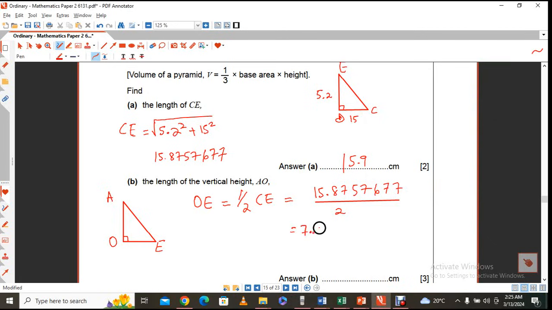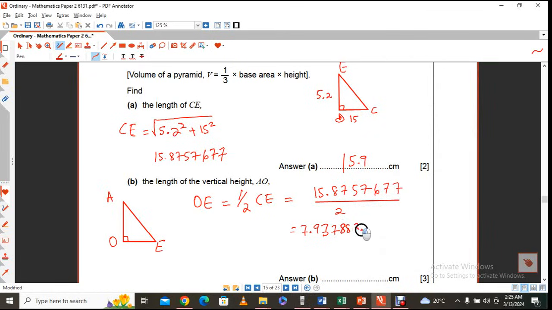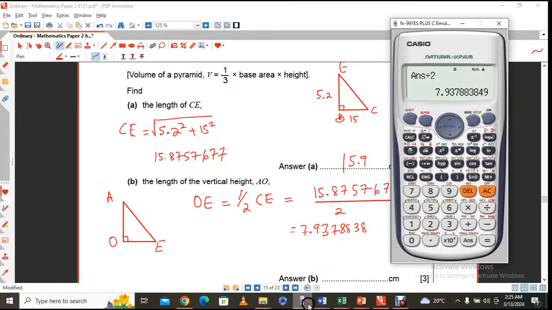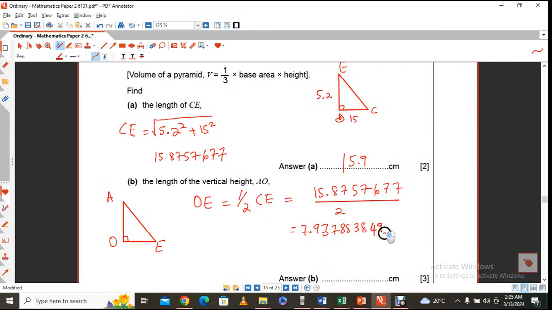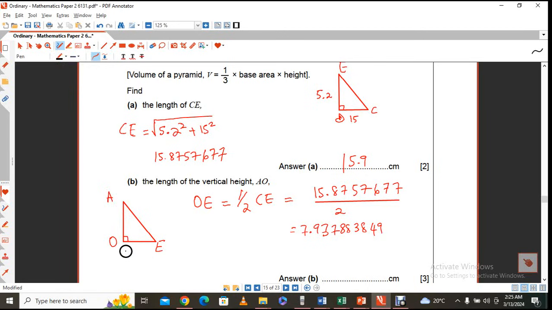It's 7.937, and I want to write down everything so that my answer is more or less correct. So I know what this answer is here. OE is about 7.9.